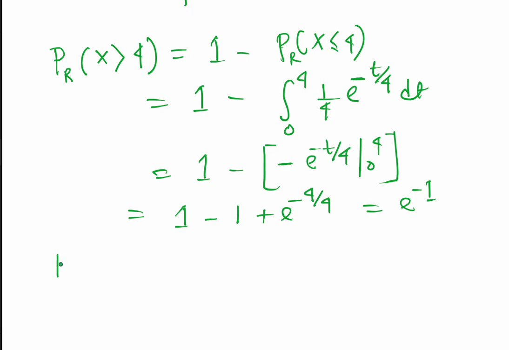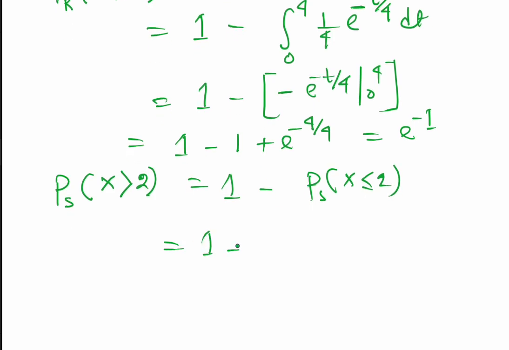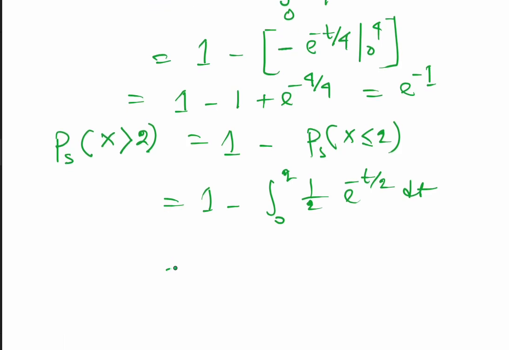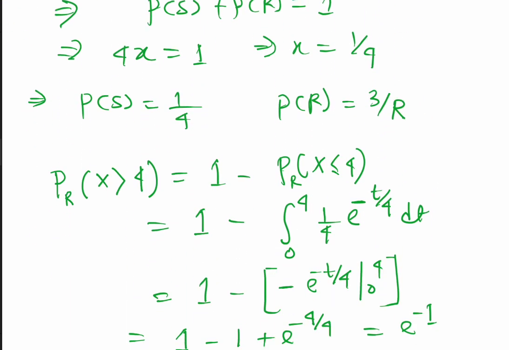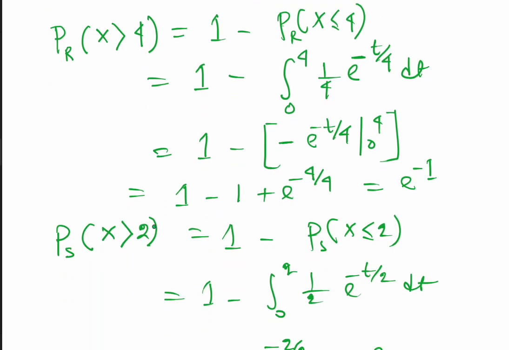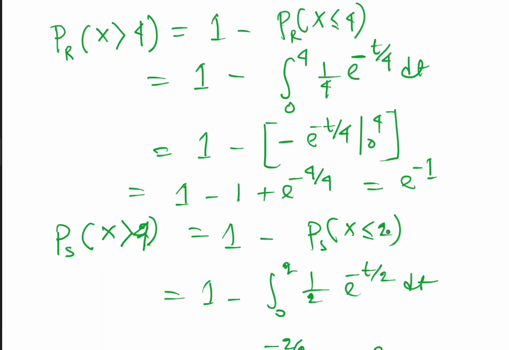And similarly, what is the probability that a bulb produced from S will have a life more than 2? Similarly, 1 minus probability of X less than or equal to 2, which is 1 minus the integral from 0 to 2 of half e to the power minus t by 2 dt, which is e to the power minus 2 by 2. It is actually 4. So what is the probability that its life will be greater than 4?